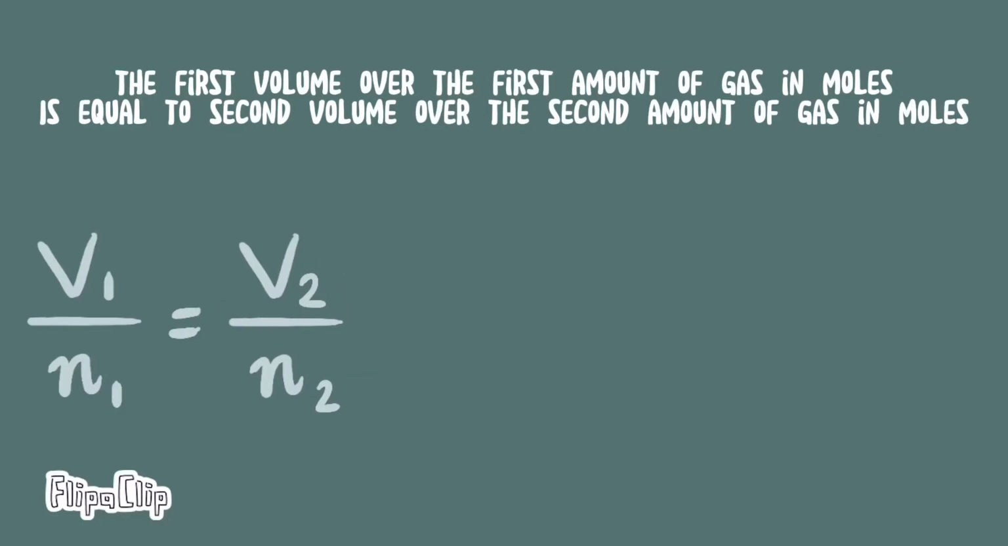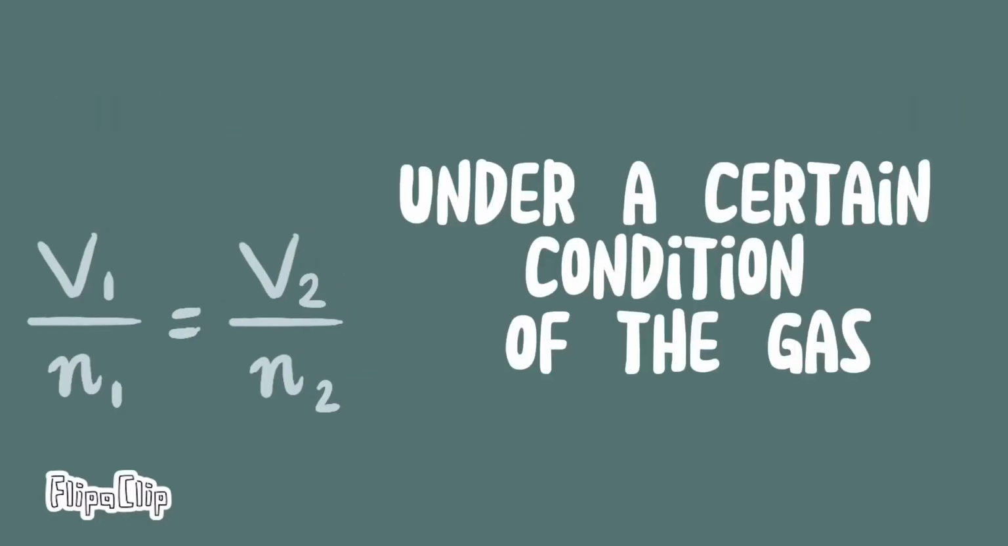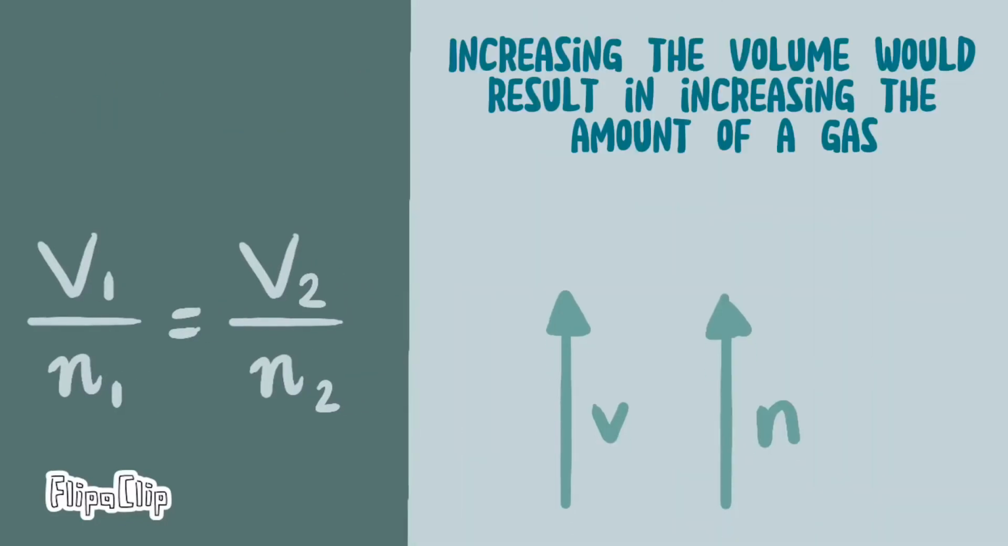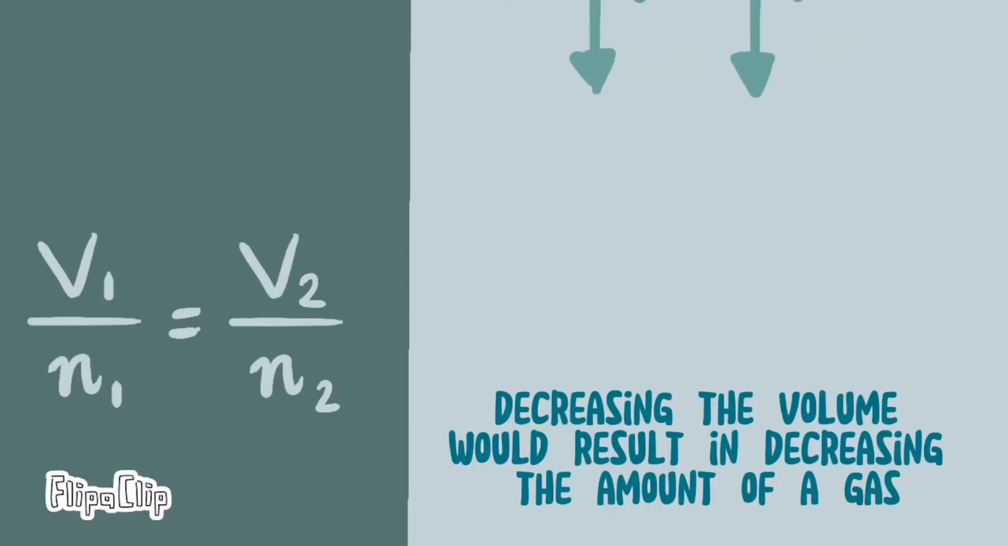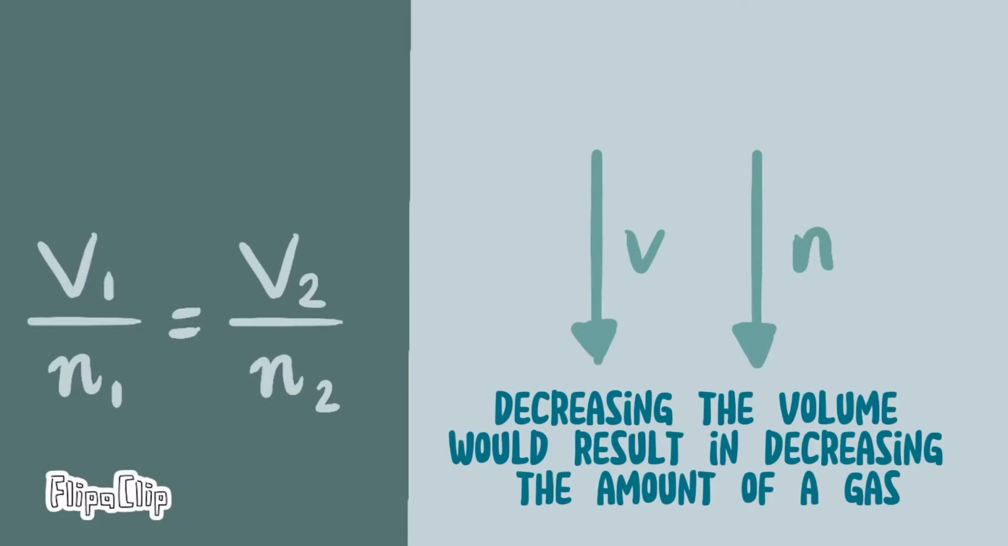In this formula, we can see that under a certain condition of the gas, increasing the volume would result in increasing the amount of gas. Thus, decreasing the volume would result in decreasing the amount of gas simultaneously.